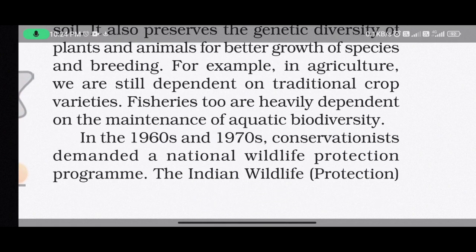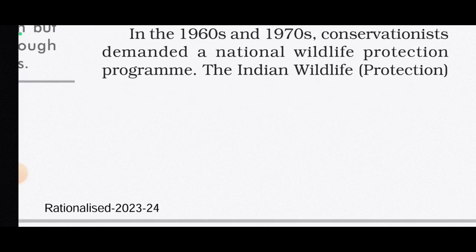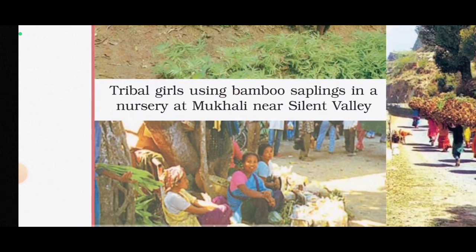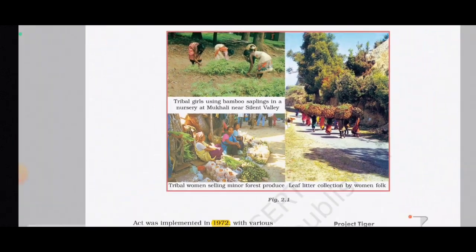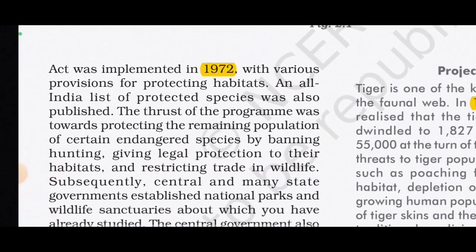For example, in agriculture, we are still dependent on traditional crop varieties. Fisheries too are heavily dependent on the maintenance of aquatic biodiversity. In the 1960s and 1970s, conservationists demanded a national wildlife protection program. The Indian Wildlife Protection Act was implemented in 1972.